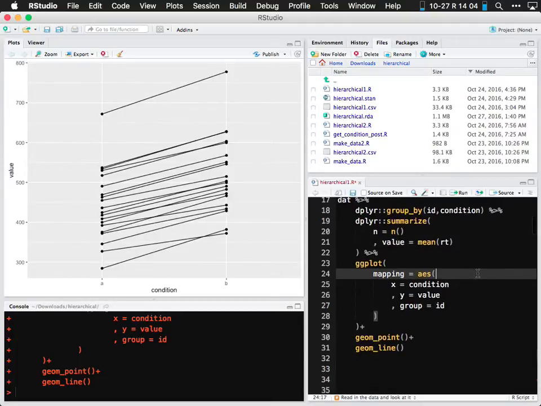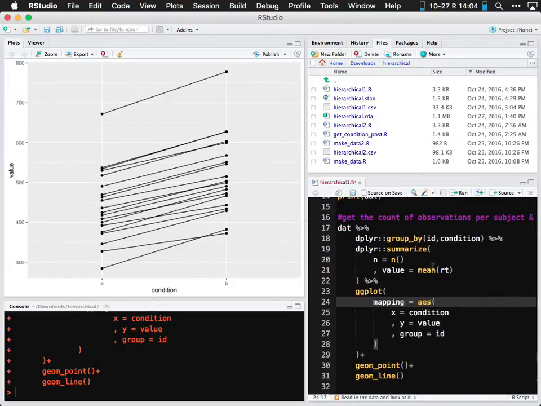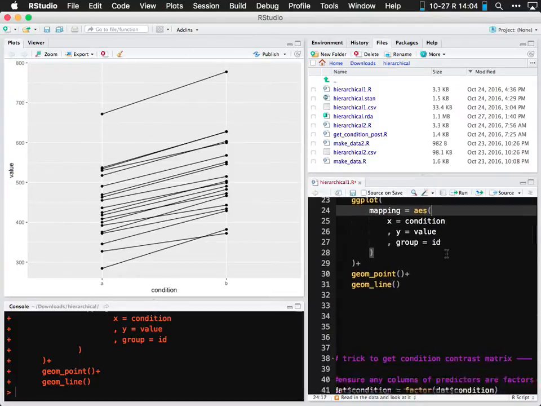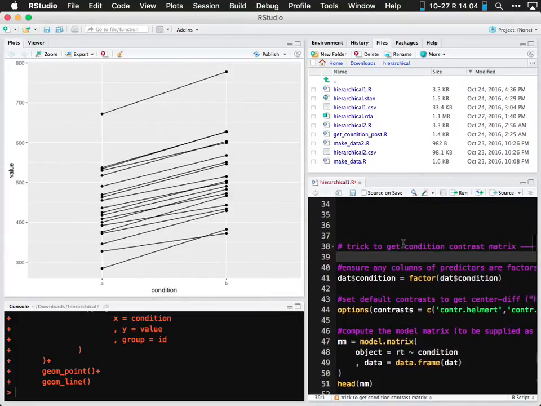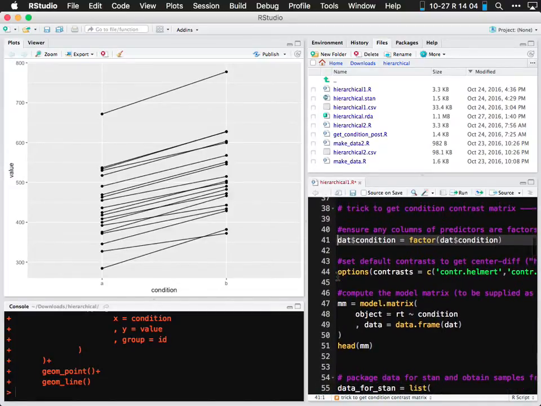So, with this data, where we've got individual observations per person in each of these conditions, we want to do some inference on it. So we need to create that contrast matrix that basically encodes condition as negative 0.5 and positive 0.5. Before I'd had you guys doing that by hand, but as we get to more complicated models with more predictors, that will become laborious. So there's a trick to get the condition contrast matrix in R automatically.